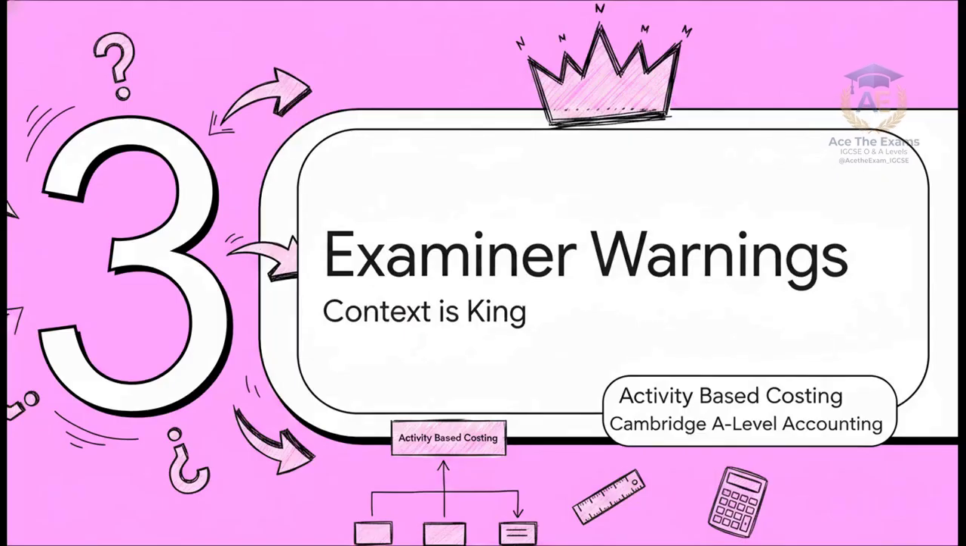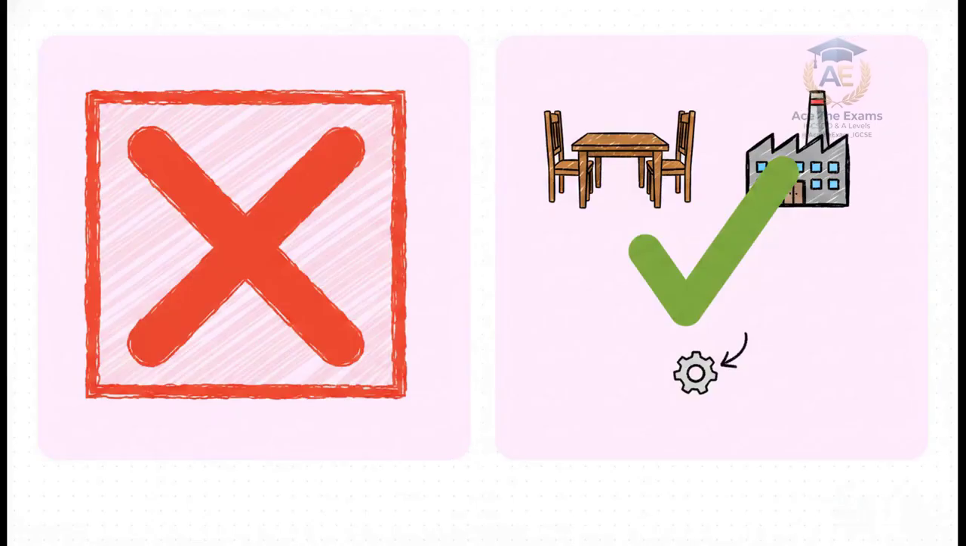Which brings us perfectly into our final and undeniably most vital section, the ultimate examiner warning. Context is king. The examiner reports are incredibly, explicitly clear about this. The absolute biggest pitfall, the place where the most intelligent students drop marks, is the trap of providing memorized, generic responses. Let's compare a generic answer to a top-tier one right now.